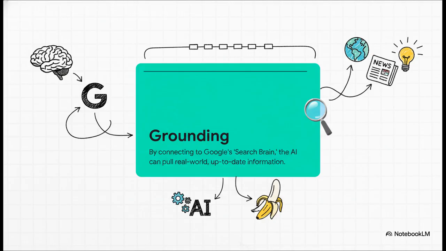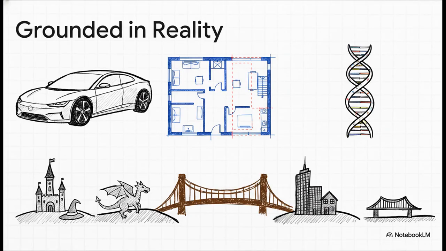And this is where it gets super practical for real-world stuff. It means you can ask it to draw the newest model of an electric car, and it'll actually get the details right. You can visualize a specific home renovation project. You can even create an accurate diagram to explain a science concept. It's the bridge between pure fantasy and functional design.